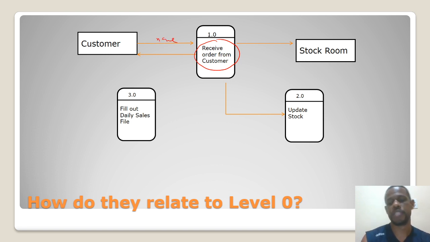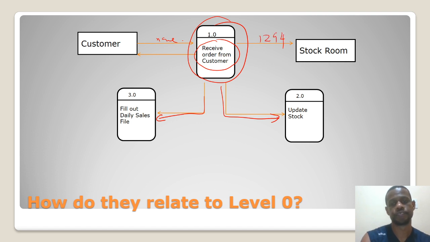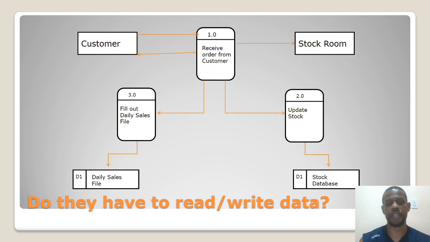And then once we receive that order from the customer, we're going to take the order information and do two things: one, fill out the sales file, two, update the stock. All that happens from this one process here. It gets the name of the shoe and then figures out, okay, I need to update the sales file because I bought it, and then send the shoe number to the stock room. It should be shoe number 1294, right?